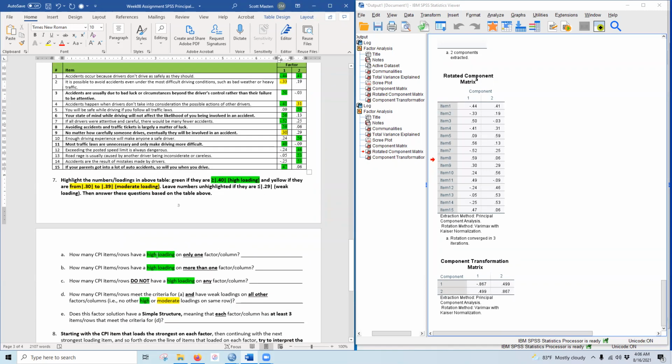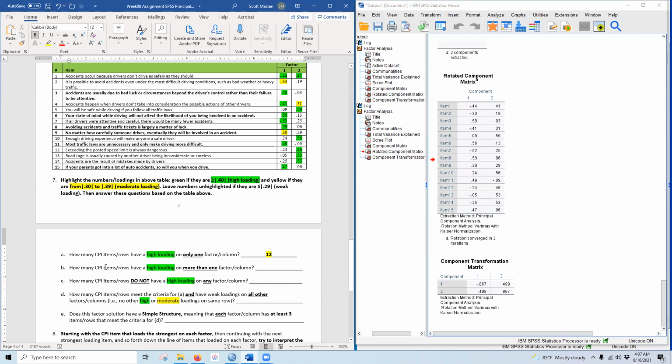How many CPI items have a high loading that's green on only one factor or column? No. 1, 2, 3, 4, 5, 6. No. 7, 8, 9, 10, 11, 12. I got 12. Let me double check it and see. So again, 1, 2, 3, 4, 5, 6, 7, 8, 9, 10, 11, 12 of them.